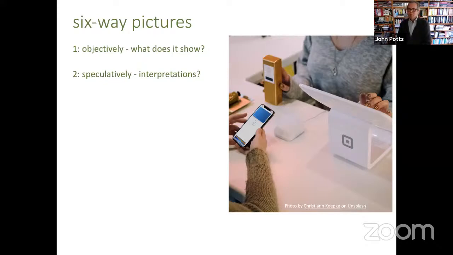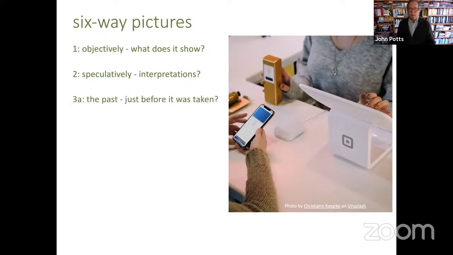Notice your language differs. You can categorically say there are two ladies in the picture, whereas you can't categorically say that it's a service center. You say it could be a service center, it might be a service center. Notice how your language changes when we move from the objective to the speculative. So your learner's language has to change, and that's where perhaps you need to teach them how to do that.